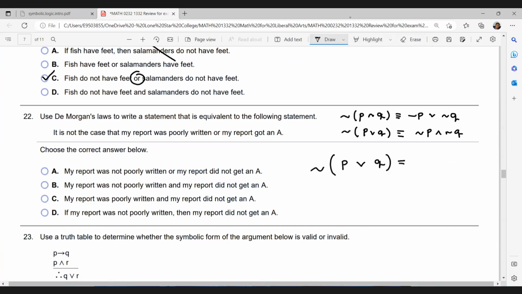So therefore, I want to say something like, my report was not poorly written, and my report did not get an A. Okay, so again, I'm looking for, so definitely not this. It is not a conditional. Again, I don't think it's going to be C. It's either A or B. So again, we're looking for, my report was not poorly written. Okay, and there it is. There is the "and" that I'm looking for. Okay, and my report did not get an A. Okay, so that's what I was looking for there.